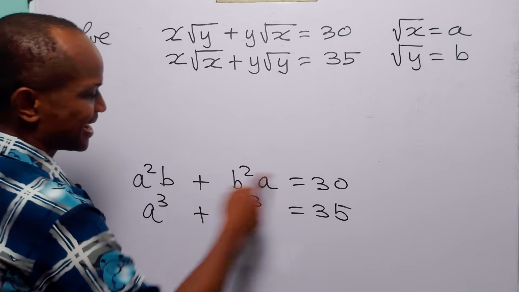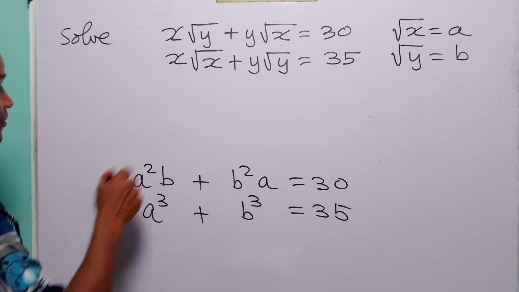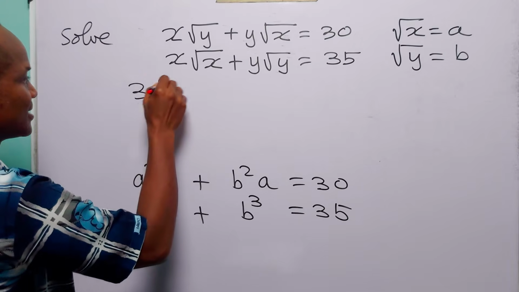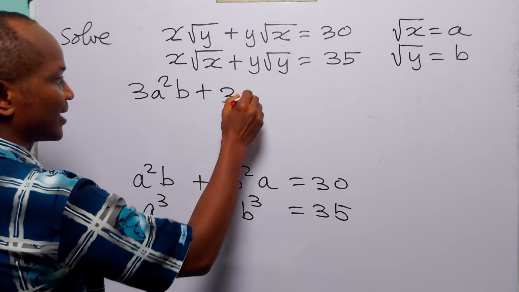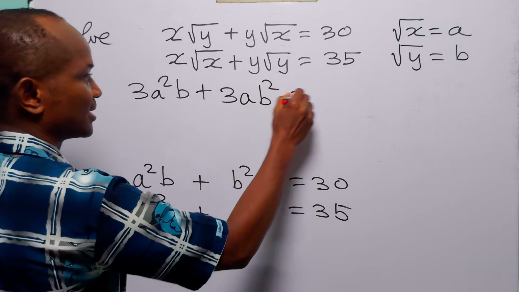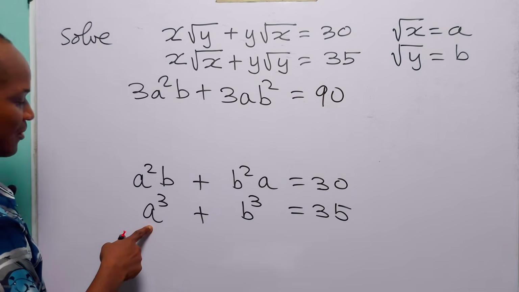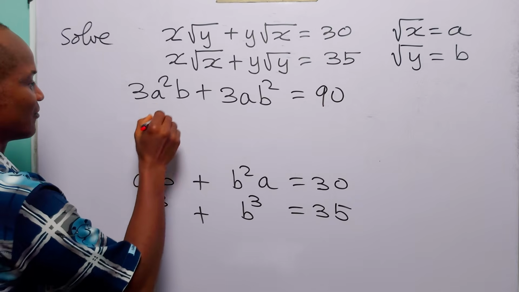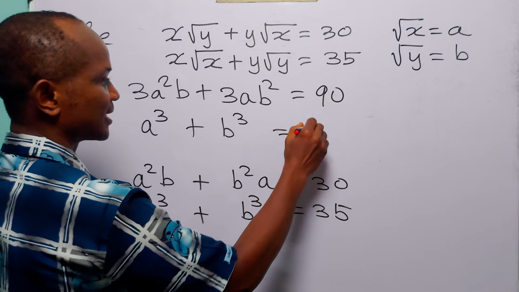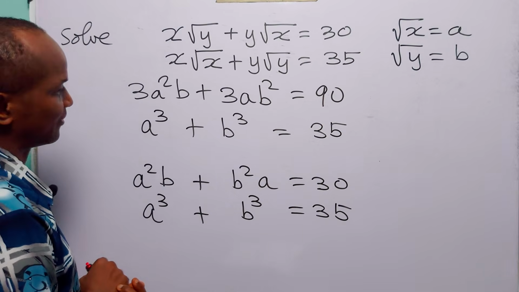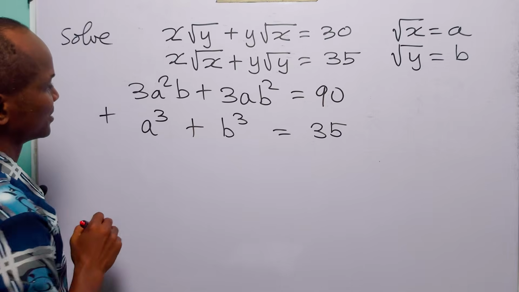Now, let us multiply this first equation by 3. When we do that, we have 3a squared b plus 3ab squared is equal to 90. Now, in the second equation, we still have a cubed plus b cubed is equal to 35. The next thing we are going to do is to add both equations.